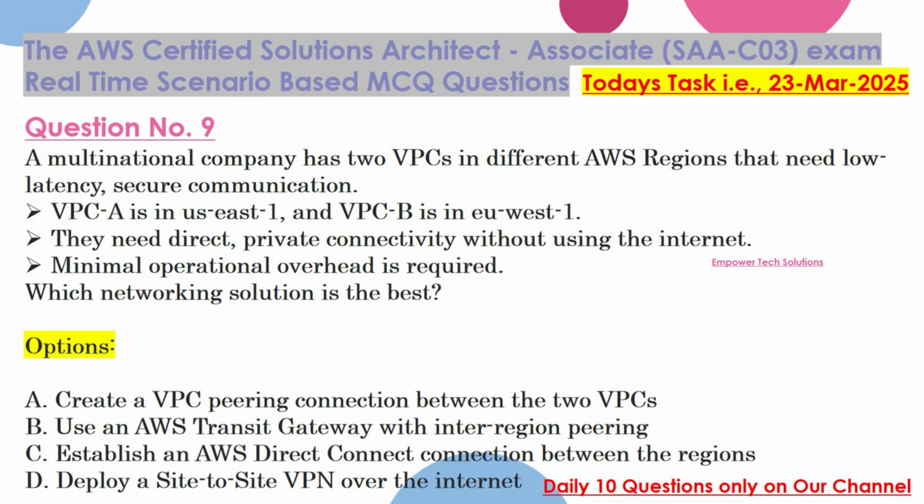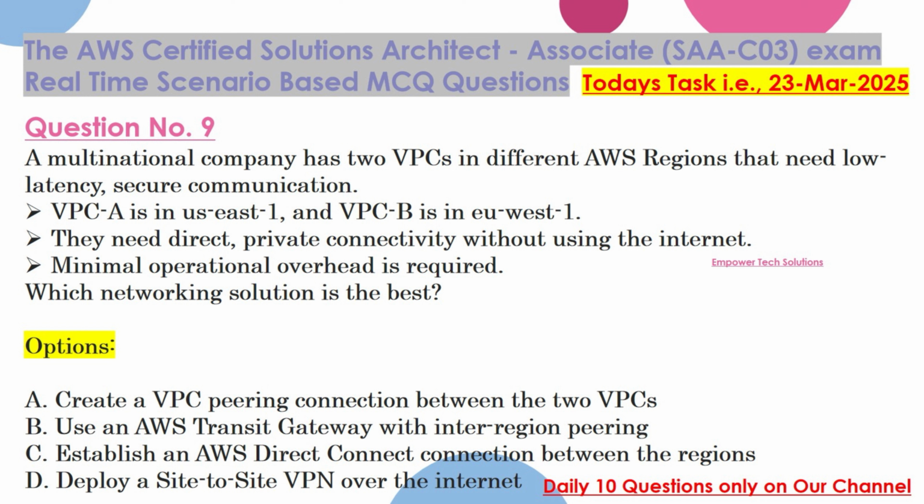Question 9. A multinational company has two VPCs in different AWS regions that need low latency, secure communication. VPC A is in US East 1, and VPC B is in EU West 1. They need direct, private connectivity without using the internet. Minimal operational overhead is required. Which networking solution is the best?